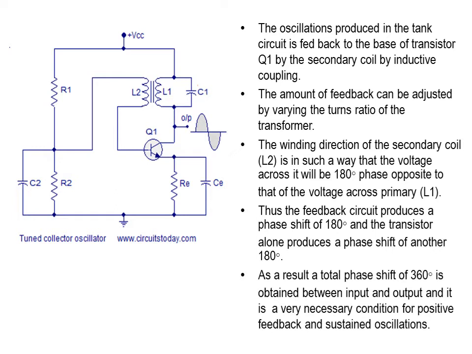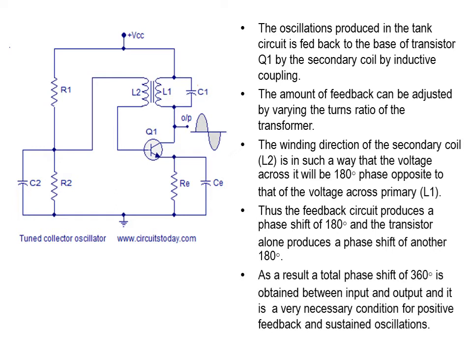So basically the output is taken from the collector, and in the collector you have got the oscillations which are generated by the tank circuit, which is present in the collector branch. So that is why it is referred to as tuned collector oscillator. Now what we will have to explain is, output is taken from here, which is the collector. Now you will have to explain how we take a portion of this output and give it back to the input.